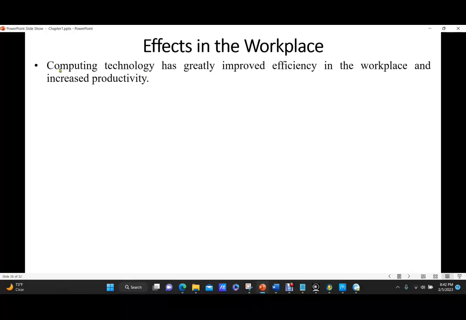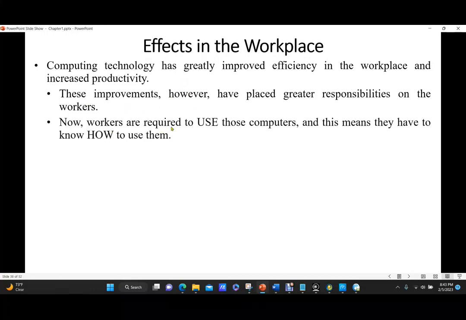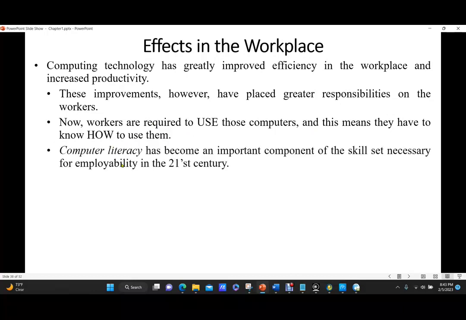In the workplace, computing technology and communication technology has improved the efficiency and has increased productivity. But they have placed greater responsibilities on the workers. Now that computers are everywhere, workers are expected to use the computers. That means they have to learn how to use them. So computer literacy has become an important component of the skill set necessary to be employable in the 21st century.